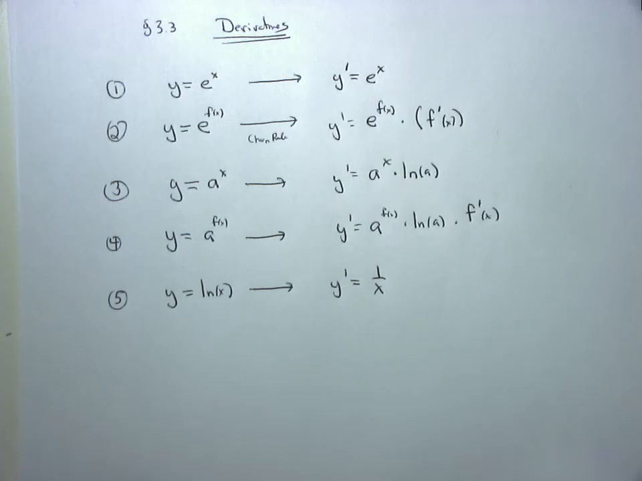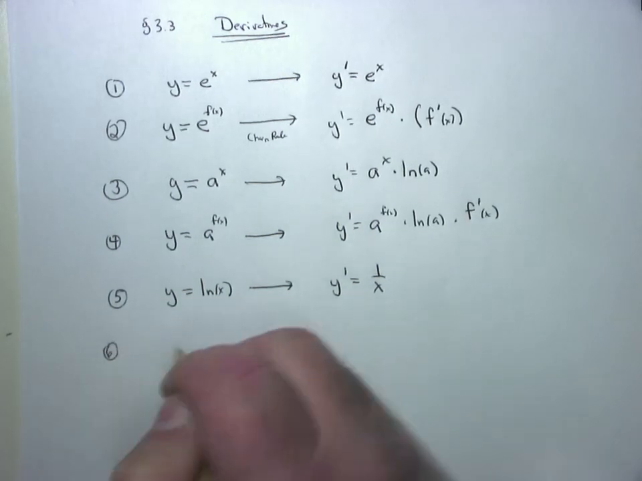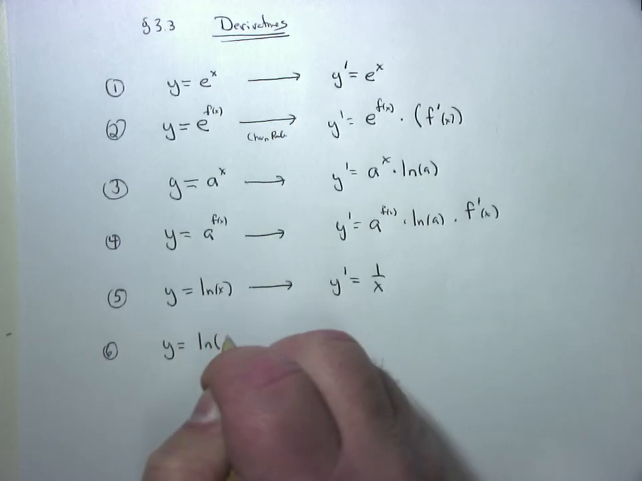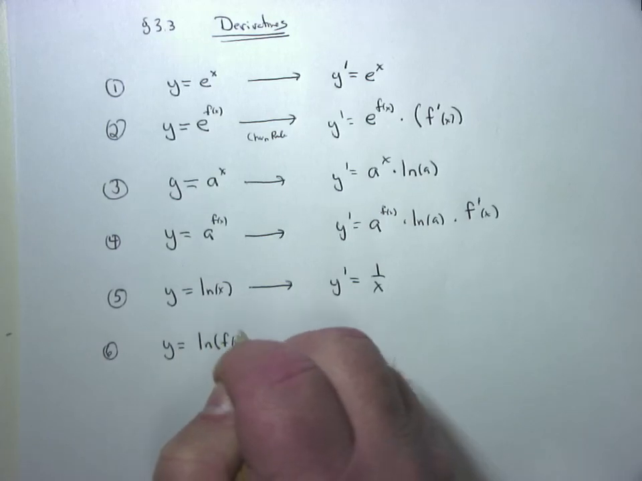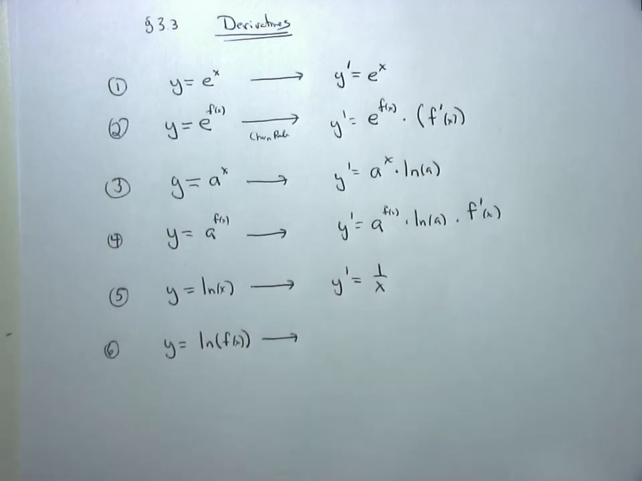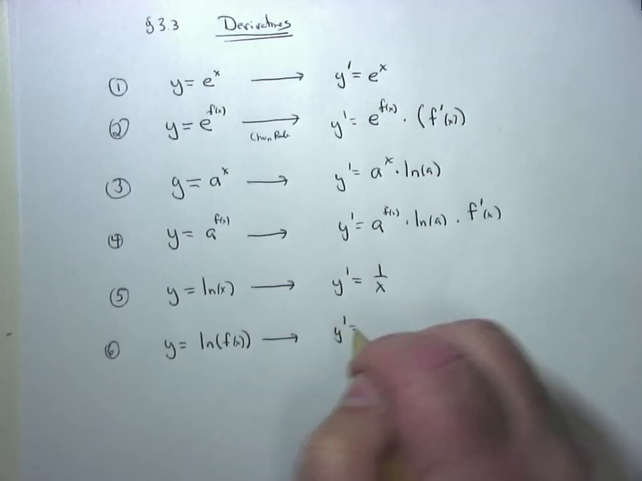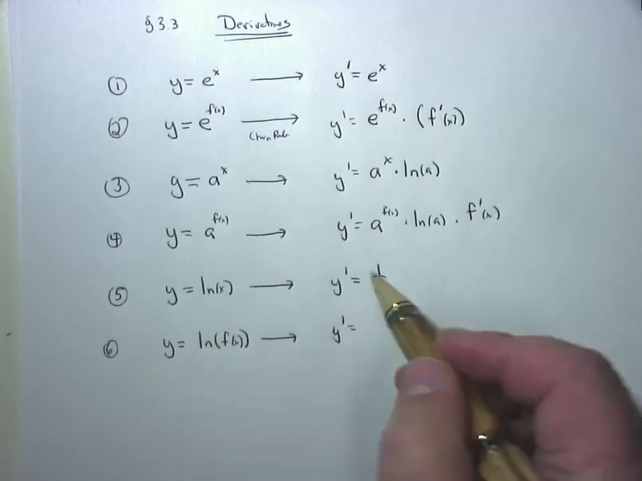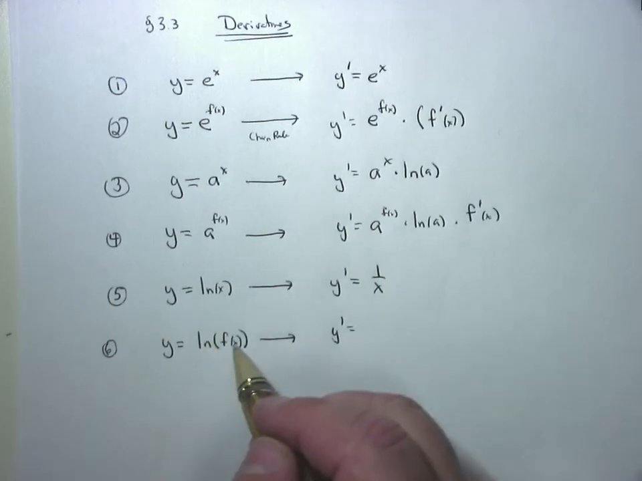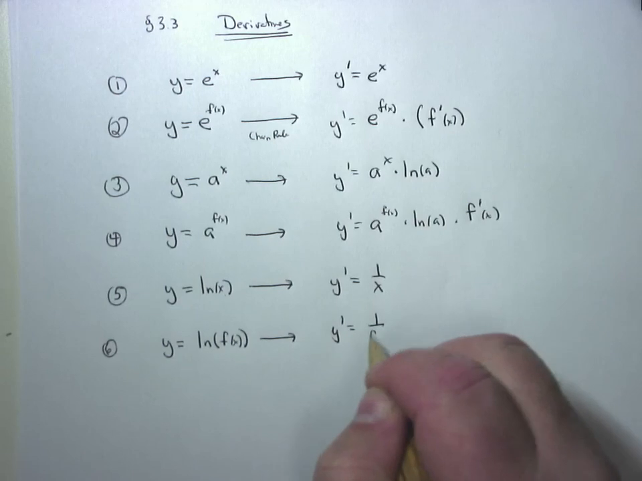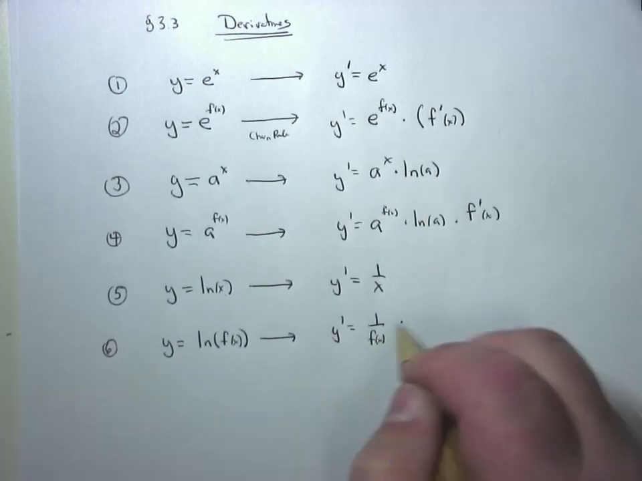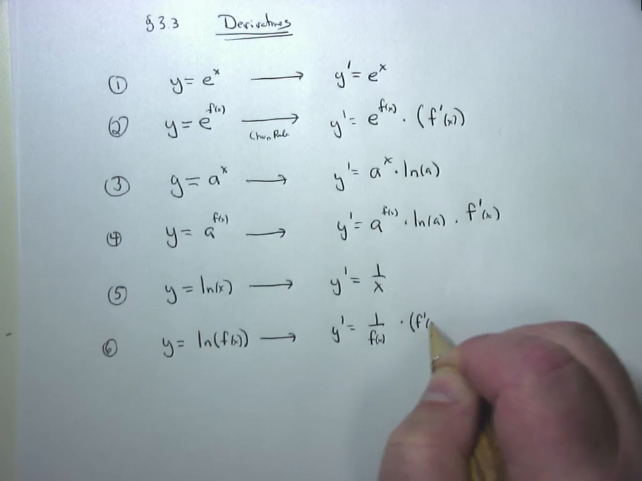So, rule number 6. If y equals the chain rule version of it, you got the natural log of a function, then the derivative of this guy is going to be, well, what's the pattern of derivative natural log of x? It's 1 over x. So derivative natural log of a function is going to be 1 over the function, but then you got to do chain rule, times the derivative of the inside, times f prime of x.